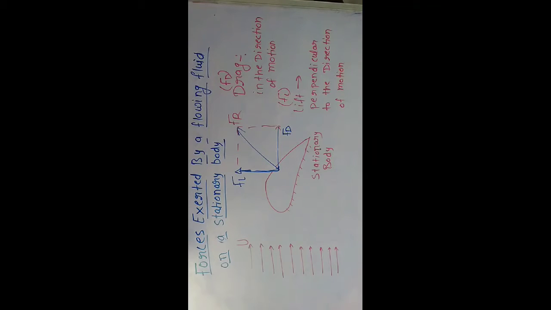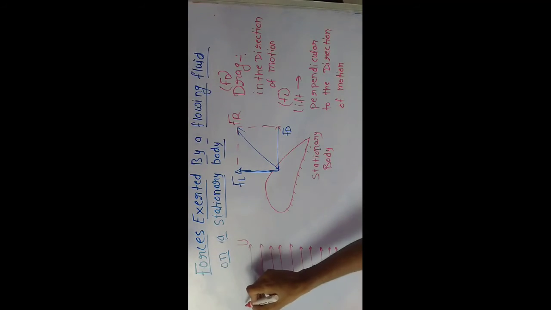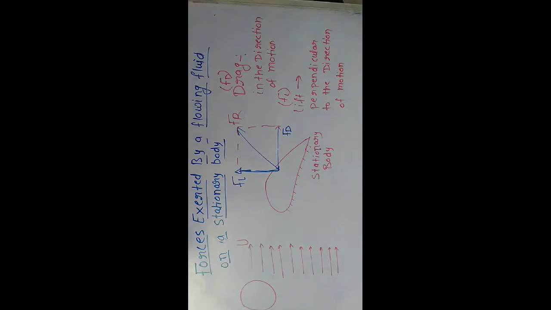But if the fluid is assumed ideal, means what? Non-viscous, no shear component, and the body is symmetrical, means what? Symmetrical shape may be cylindrical or spherical. These are symmetrical shapes. So if the body is symmetrical such as a sphere or cylinder, and if the fluid is ideal, in that case both drag and lift will be zero.